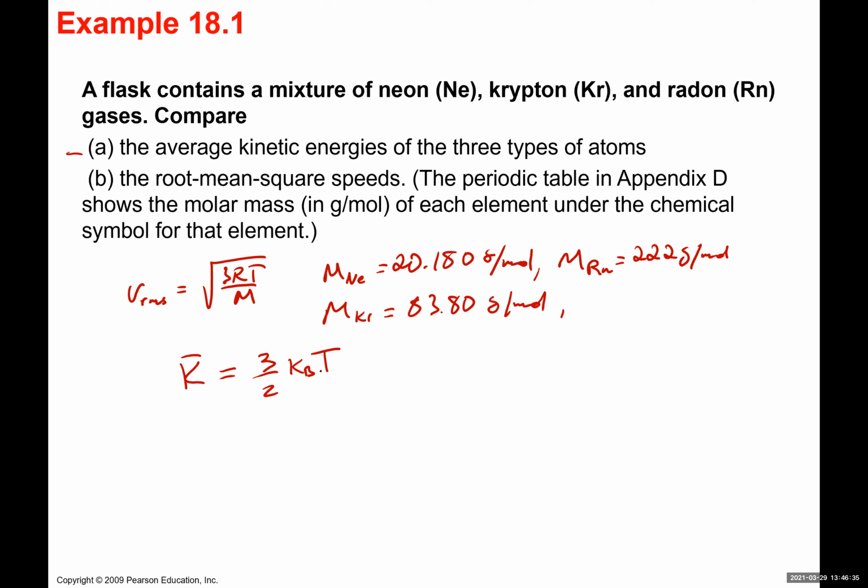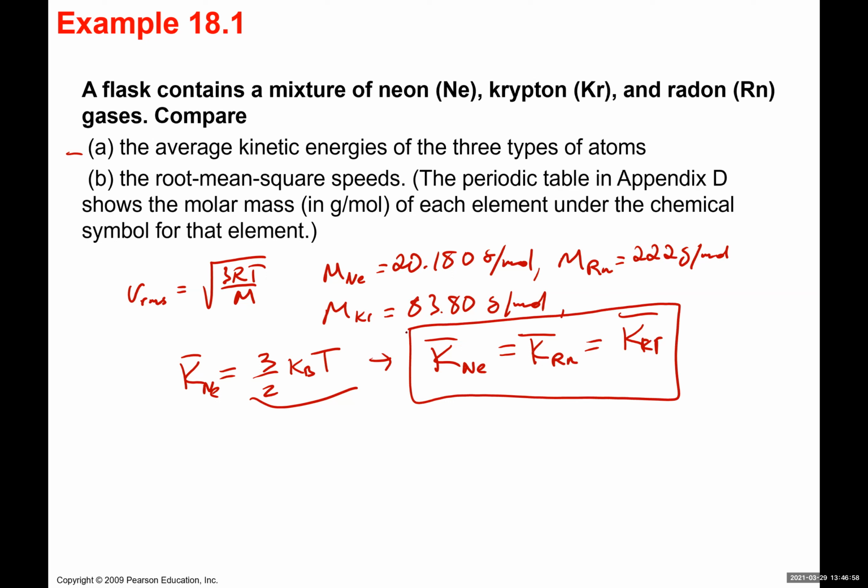Well, which means that on the right side, whether this is neon or krypton or radon, it doesn't really matter. They all have the same kinetic energy. That means the kinetic energy of the neon is the same as the kinetic energy of the radon, same as the kinetic energy of the krypton. Why? Because they have exactly the same temperature. And that means they all have exactly the same kinetic energy regardless. So that's for part A.